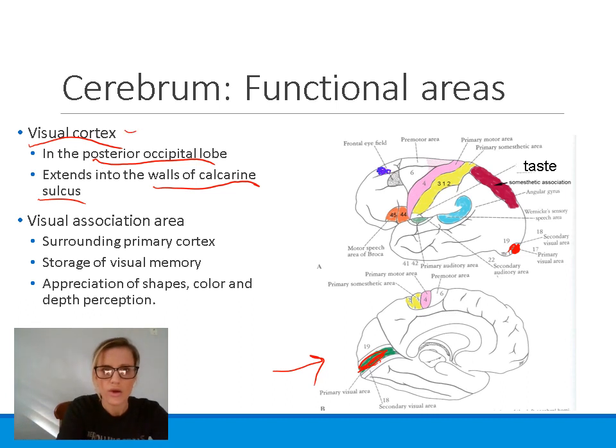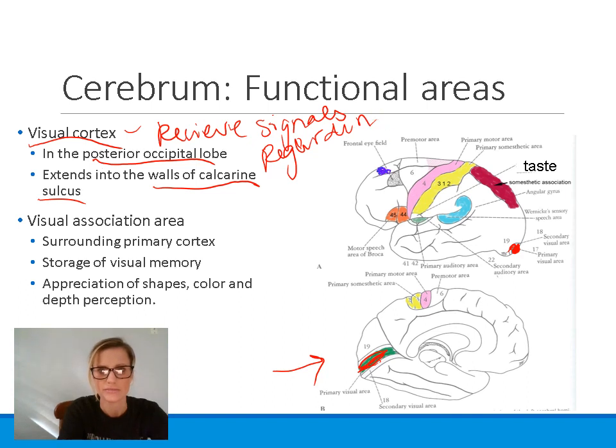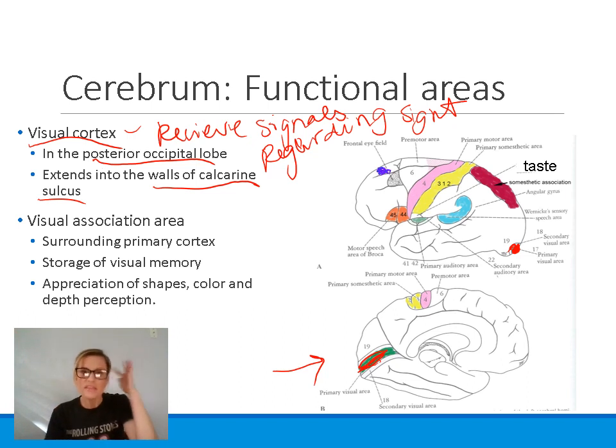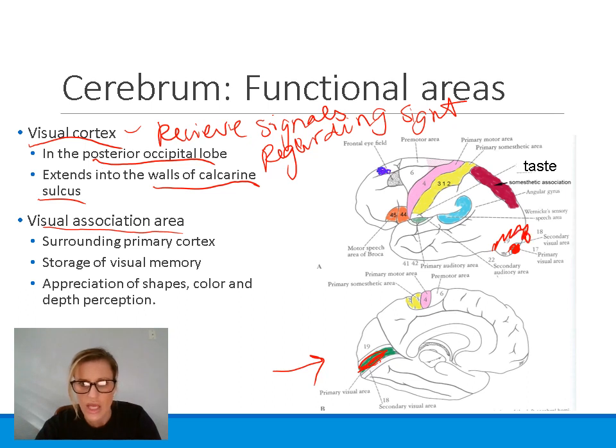And this is where we receive signals regarding sight. The visual association area is literally just kind of wrapped around and surrounding the visual cortex. So the visual association area will be like around here, and then also it does extend in medially like this. Okay, so it kind of surrounds the primary cortex.